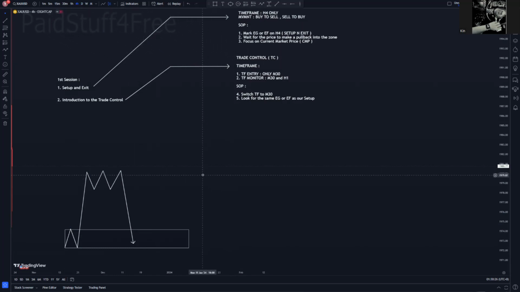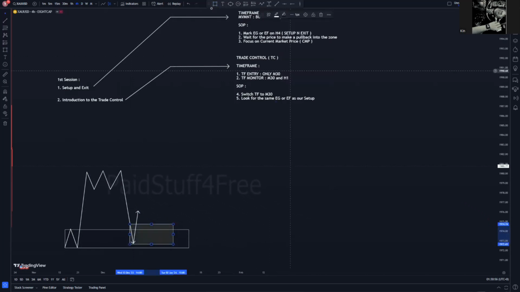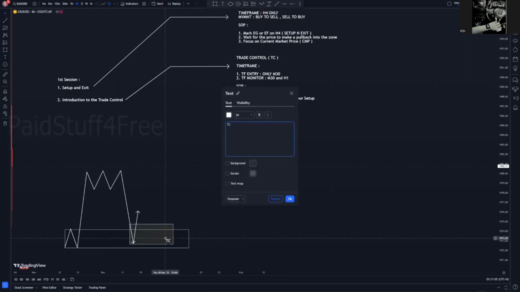Okay. After we switch the time frame to M30, we need to look for the same ED or the same EF as our setup. Because right now we are currently in the buy setup, of course, we need to look for an ED buy, something like this. After the price created an ED buy, we will call this ED buy our trade control. So this is our TC.